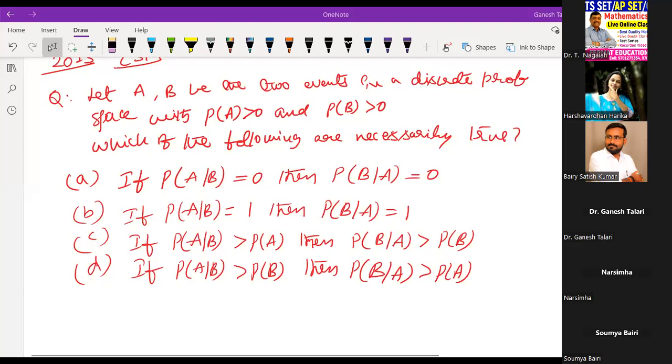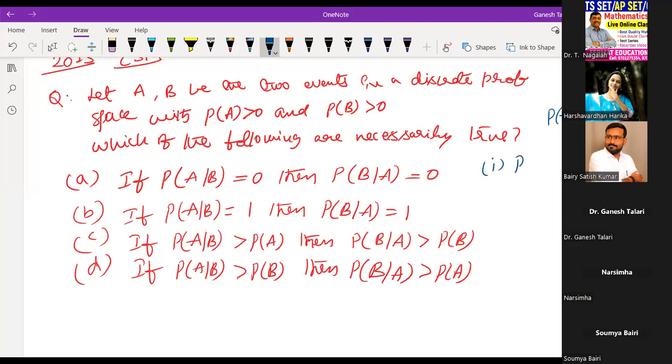See, we know that as per the multiplication theorem, probability of A given B, how can we write? Probability of A intersection B upon probability of B. So whatever the given event, that comes in your denominator. Okay. So first option, let it be the first option.